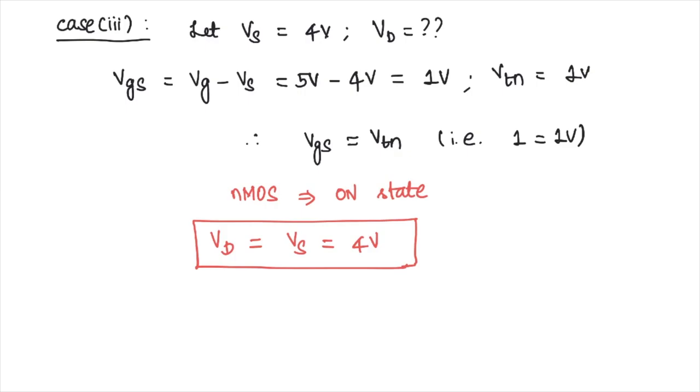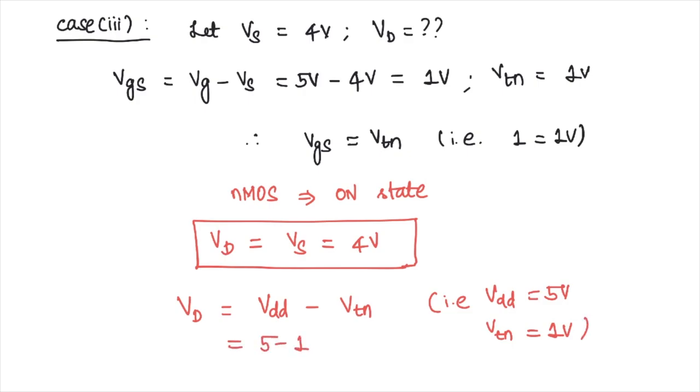And now let us analyze, what about this 4 volt? This 4 volt is nothing but, we can rewrite this 4 volt as VDD minus VTN, which means VDD, we know that it is 5 volt, the supply voltage, and threshold voltage, we know that it is 1 volt. So 5 minus 1, that will give you 4 volt. So therefore, VD is equal to 4 volt, which means it is just 1 volt below the supply voltage, VDD minus VTN.